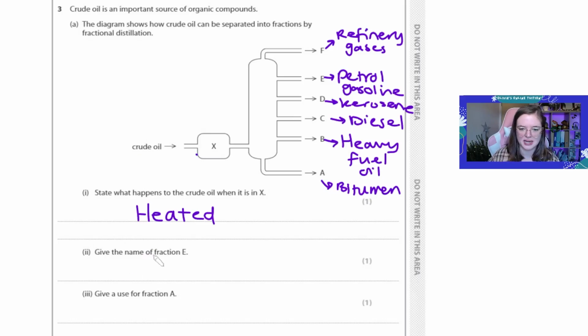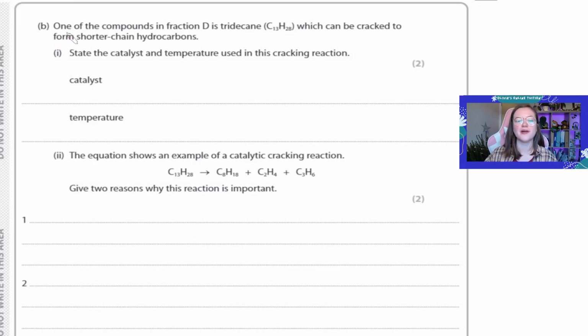So fraction E is gasoline or petrol, whichever one you fancy calling it. And then the fraction A use is roads. That's what bitumen is used for, either roads or things like roofing. Either or. There we are. Part B, one of the compounds in fraction D is tridecane, which can be cracked to form shorter chain hydrocarbons. State the catalyst and temperature used in this cracking reaction.